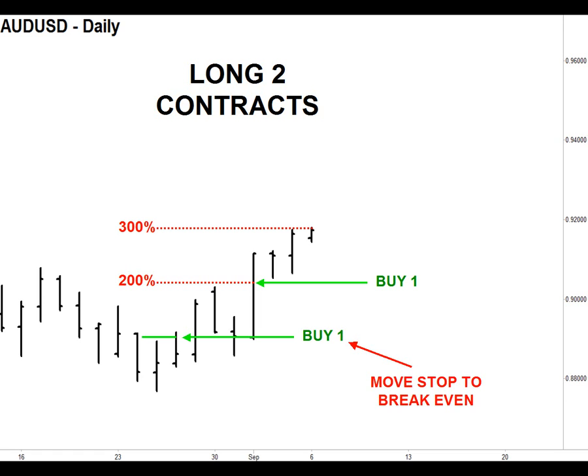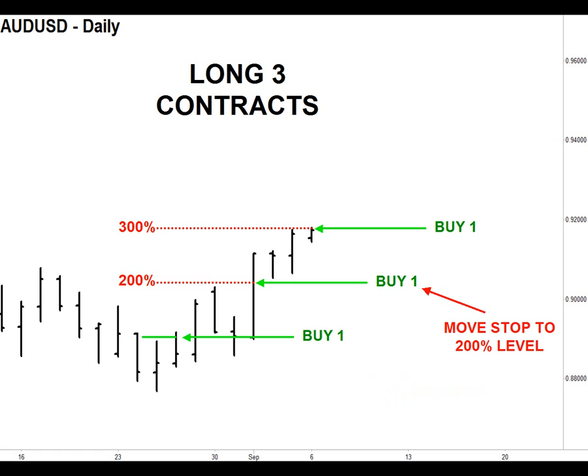We are actually going to use that as another point of entry. So now we're going to be buying our third lot. So we're long 3 lots now, or 3 contracts of the Australian dollar. And once again, we move our stop up, and this time we move it up to the 200% level. So now we've increased our size to 3 contracts, to 3 lots.